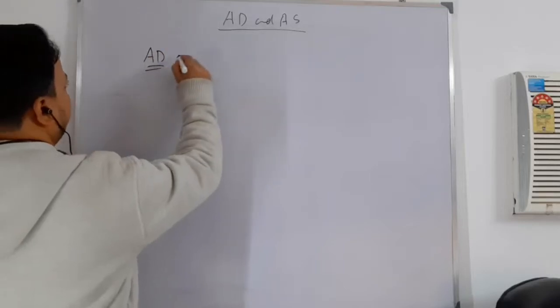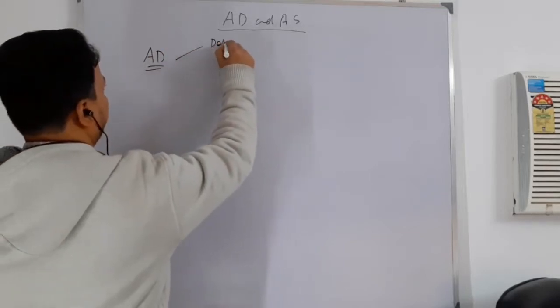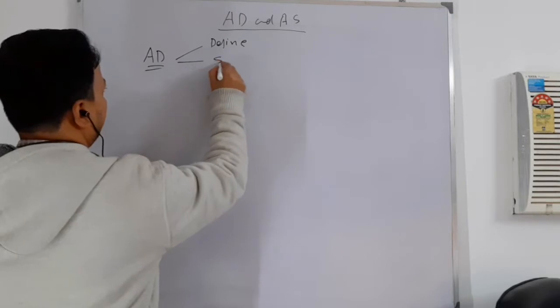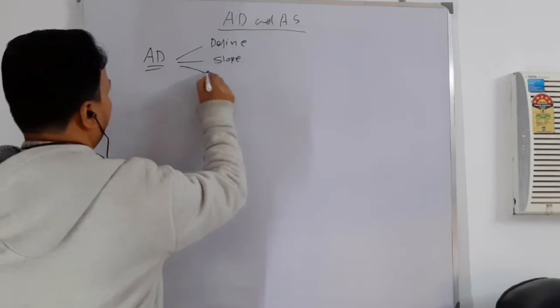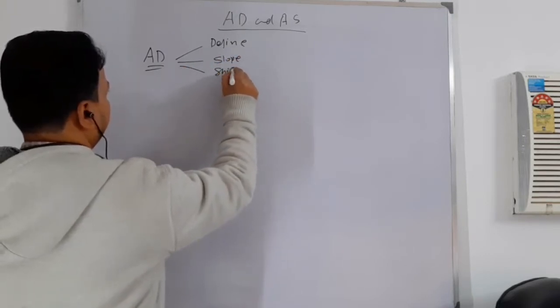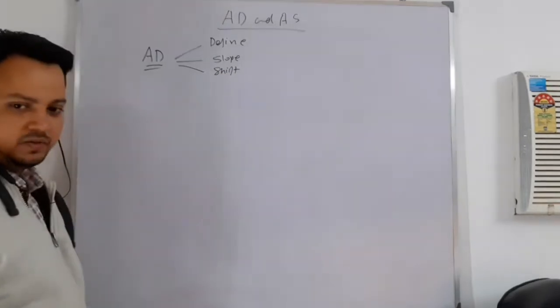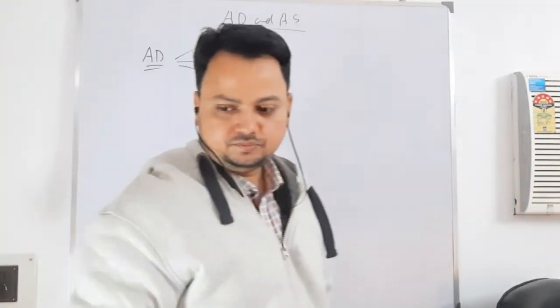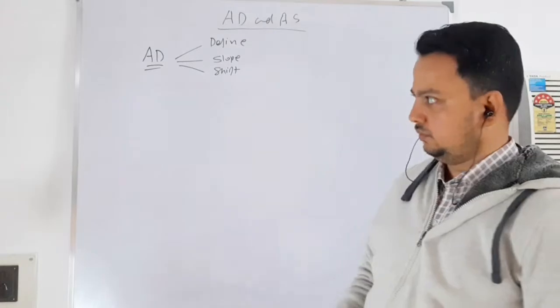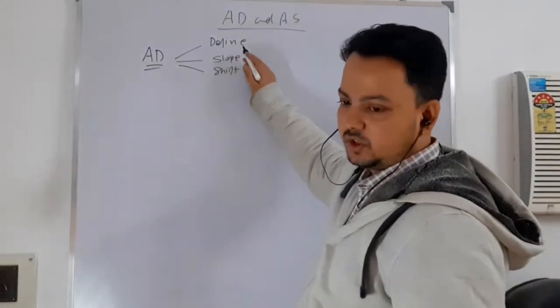First I look at the definition of aggregate demand, or I define it. Then I talk about the SNO and how this aggregate demand shifts. Does anyone remember how I define aggregate demand? Definition of aggregate demand?